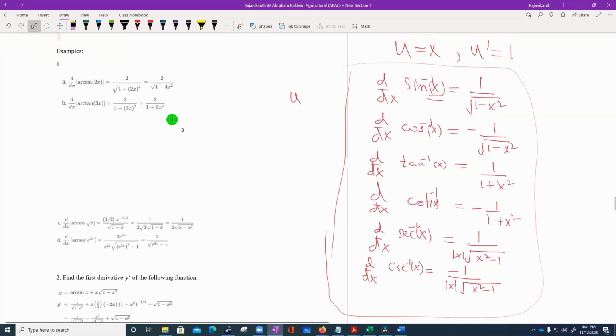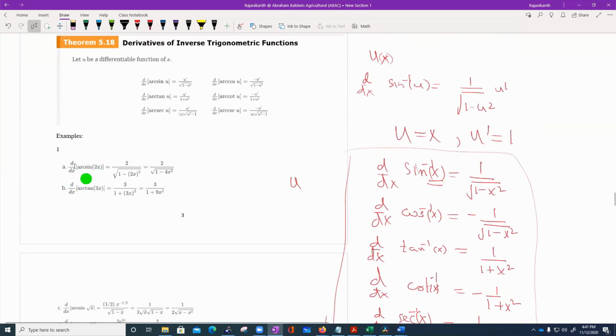Now look at this problem. For example, the first one, you are asked to find the derivative of arcsine 2x. Inside the arc function, now you have something other than x, so keep this as u. Now use the first formula. If this is u, then what is u prime? u is 2x. What is u prime? Simply 2, right?